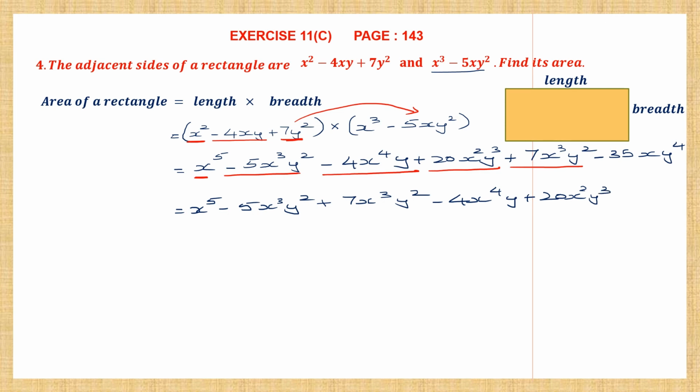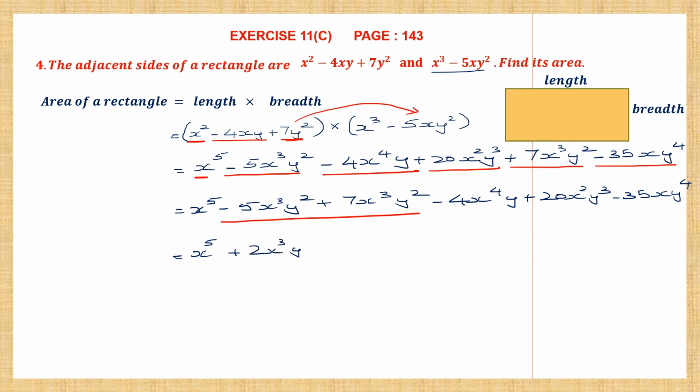And the last one is this. So we will write that as it is, minus 35xy to the power of 4. Now here what we have to do is work on the like terms, and we only have one pair of like terms. So let's work on that. So the rest will remain the same, x to the power of 5. Here signs are different, so put the sign of the bigger number and subtract. 7 minus 5 is 2.